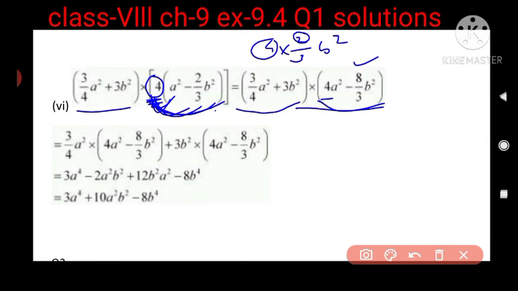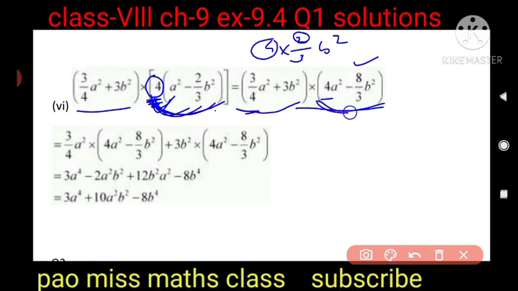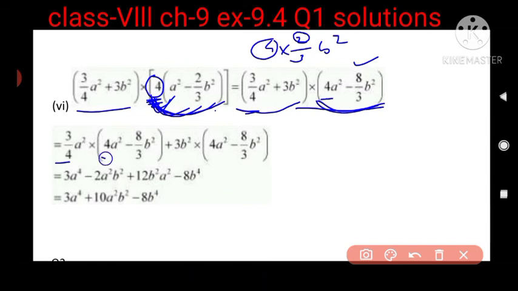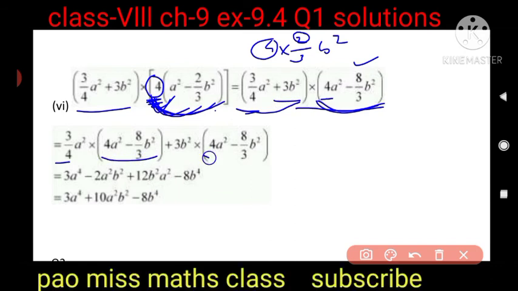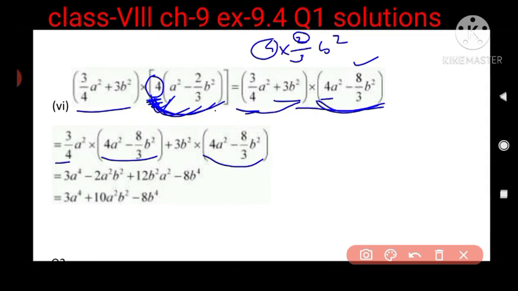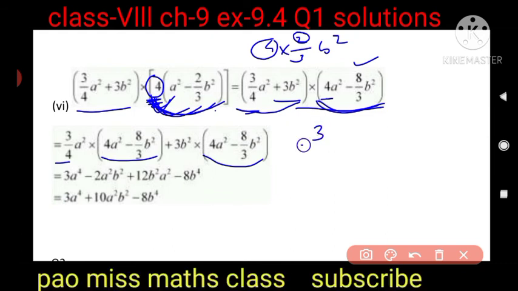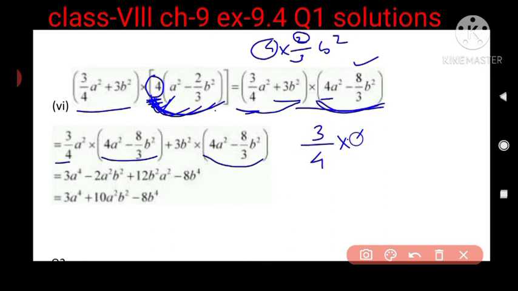Now what will you do? From this first term you will multiply with the second expression. So 3 upon 4 a square you will multiply with the second expression. Then the second term, plus 3b square, you will multiply with the next expression. Then you will open this bracket. So first you will multiply the numbers separately. What are the numbers here? Coefficients. Okay, number means coefficient.